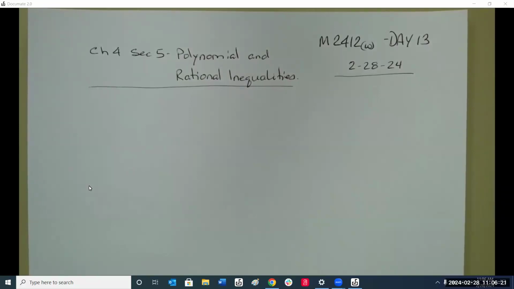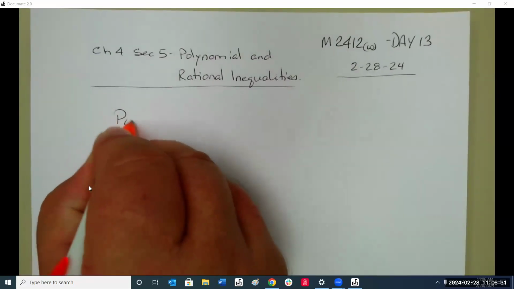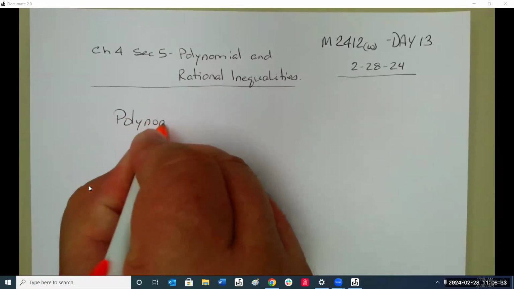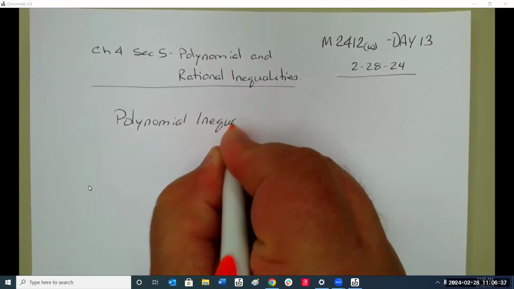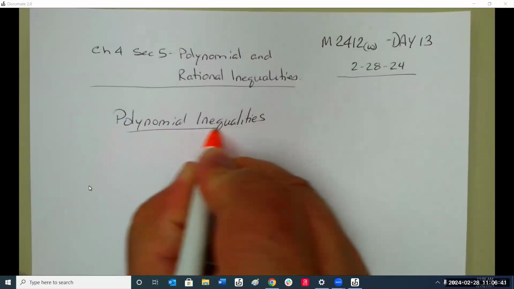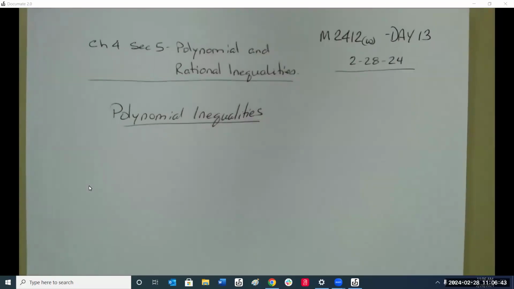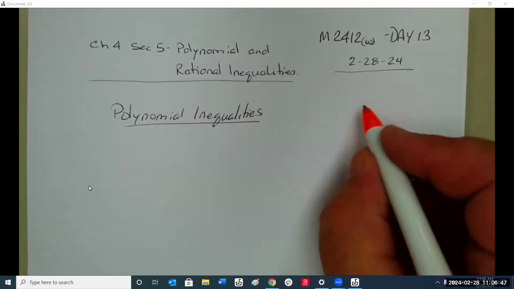So, polynomial and rational inequalities. They're easier than they sound. For example, polynomial inequalities. Actually, for both of these, the steps are these.